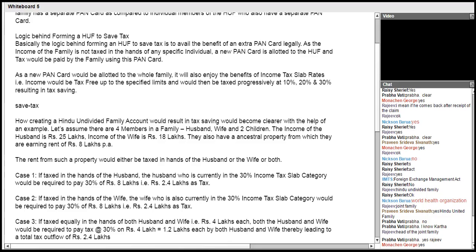Now, let me give you some examples. See, how creating a Hindu undivided family account would result in tax saving would become clearer with the help of an example. Let's assume there are 4 members in the family: husband, wife and 2 children.